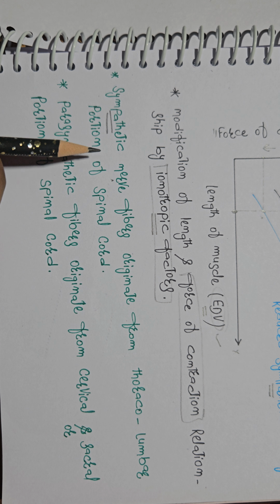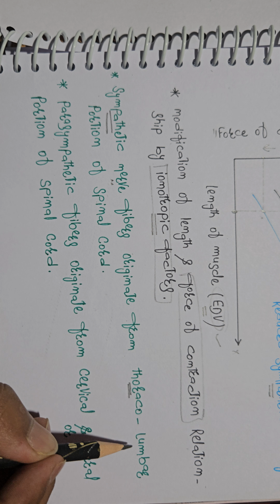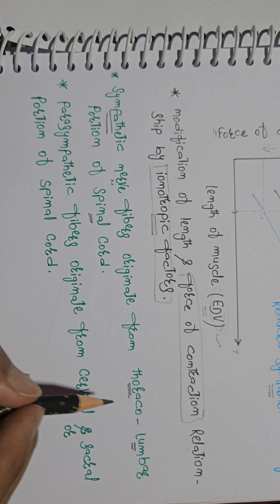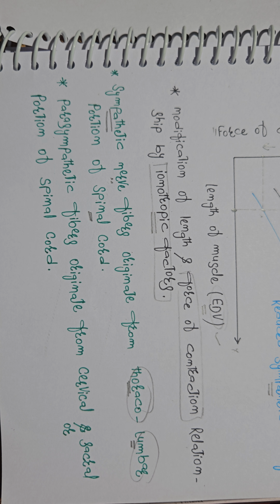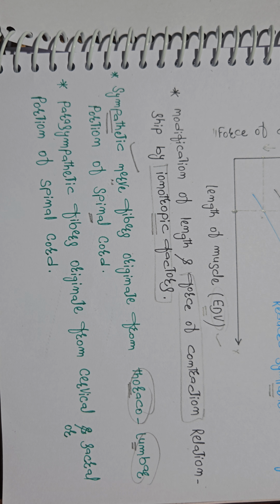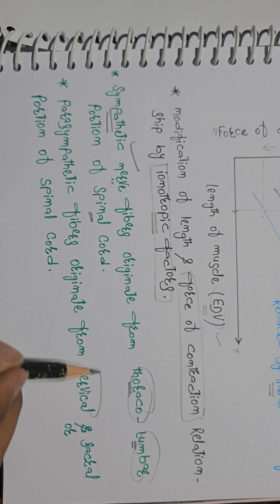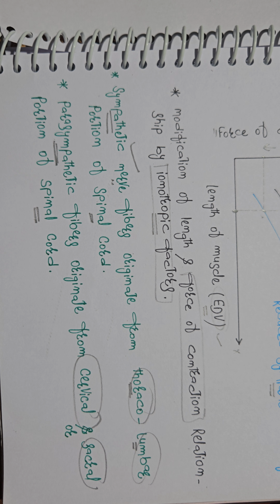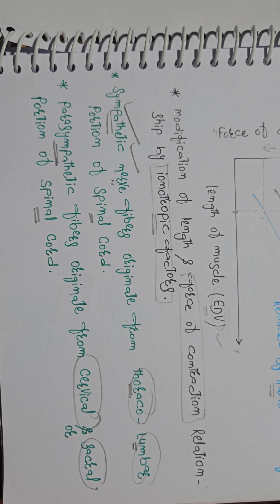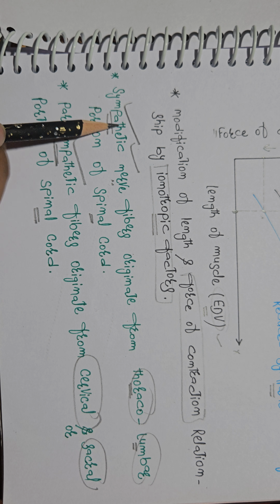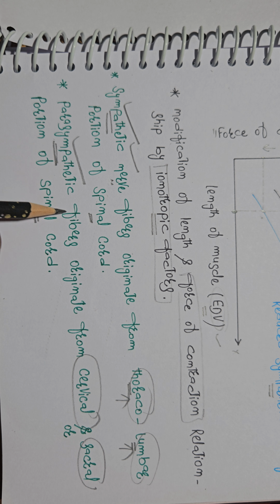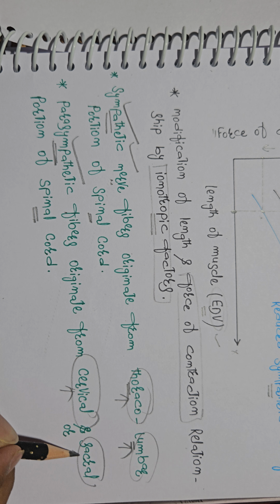I told you that our heart is supplied by sympathetic nerve fibers. What are sympathetic nerve fibers? Those originate from the thoraco-lumbar portion of the spinal cord. Those nerve fibers which originate from the thoracic and lumbar portion of the spinal cord are called sympathetic nerve fibers, and those fibers that arise from the cervical and the sacral portion of the spinal cord are called parasympathetic nerve fibers. So our heart is supplied by both. Sympathetic nerve fibers originate from the thoracic and lumbar portion of spinal cord, while parasympathetic fibers originate from cervical and sacral portion of the spinal cord.